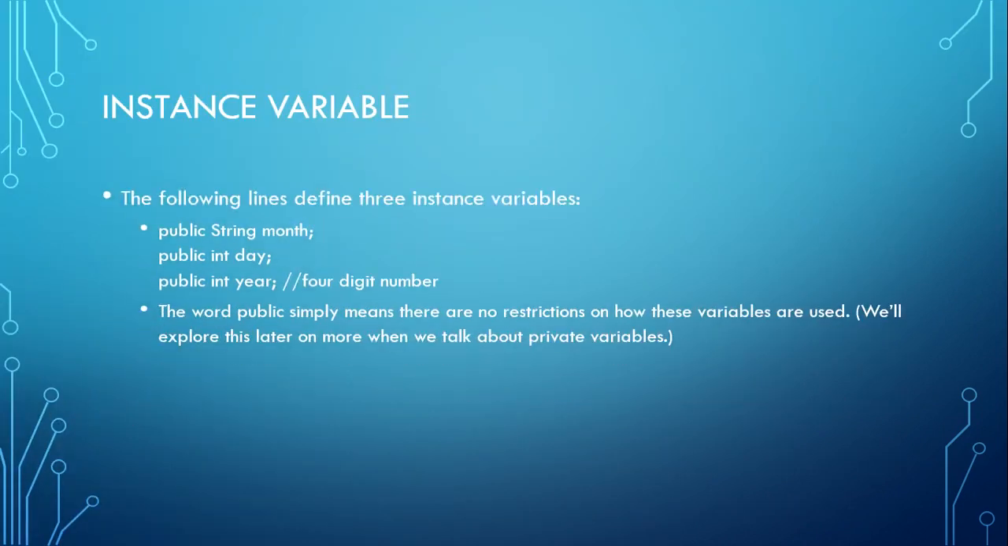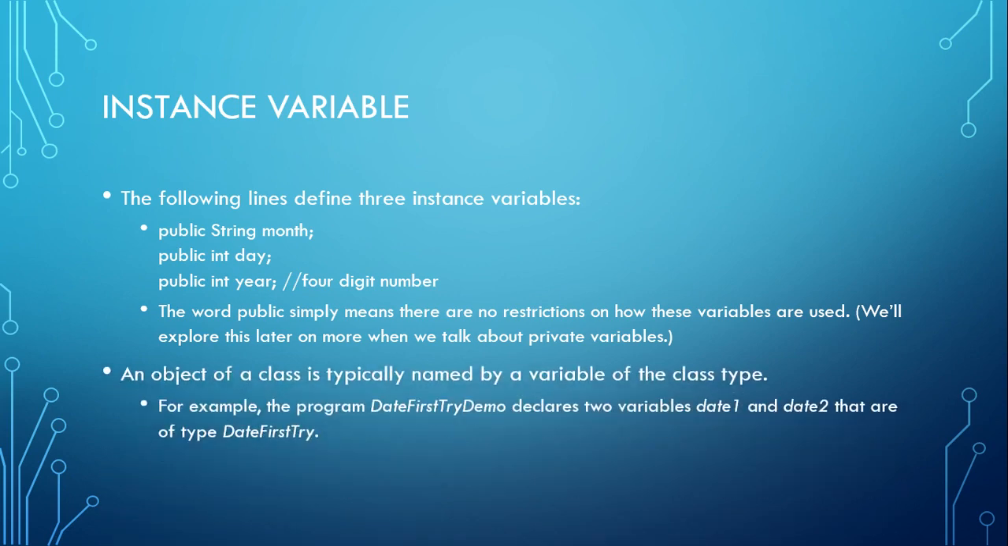All right, let's talk about instance variables. The following lines define three instance variables: public String month, public int day, public int year, in which year is a 4-digit number. The word public simply means there are no restrictions on how these variables are used. We'll explore this later when we talk more about private variables. An object of the class is typically named by a variable of the class type. For example, the program DateFirstTryDemo declares two variables, date1 and date2, that are of type DateFirstTry. Makes sense. It's just like when we did our Scanner object, we had Scanner keyboard. Scanner would be the class that you're calling.